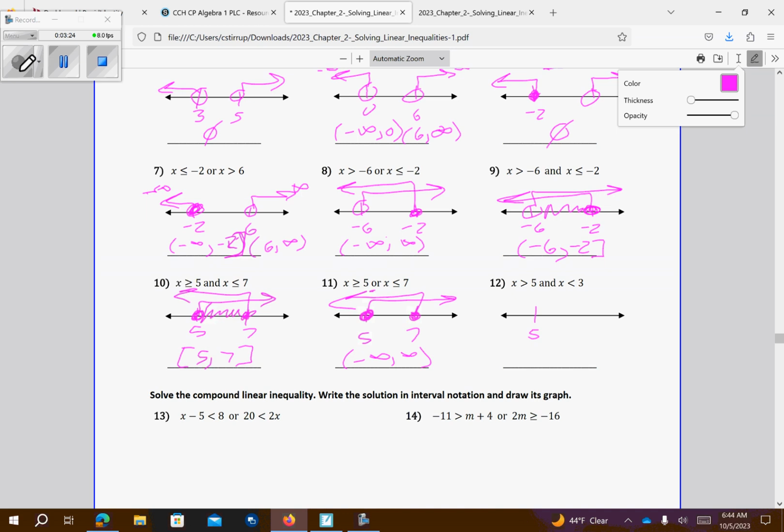I have a 5 here, open dot going that way. I have a 3 here, my mistake, going this way. It's an AND problem, so I want overlap. There's no overlap, so this is no solution.